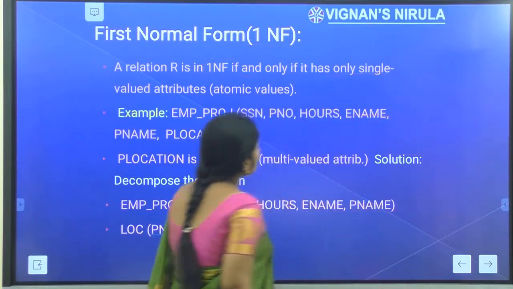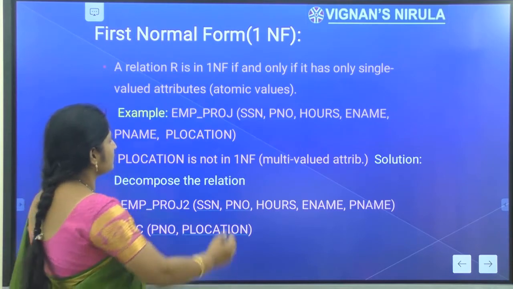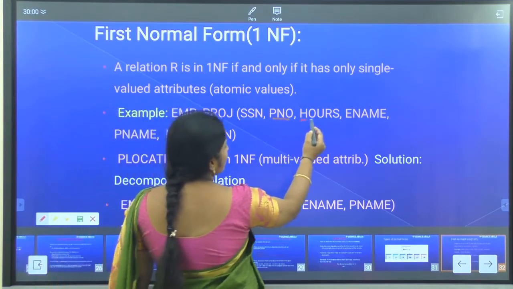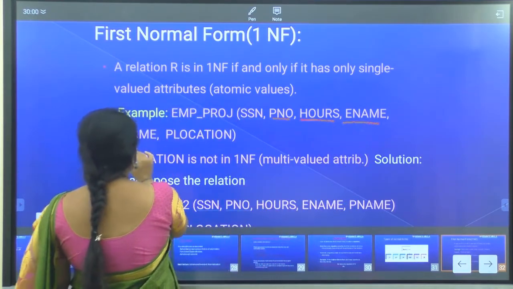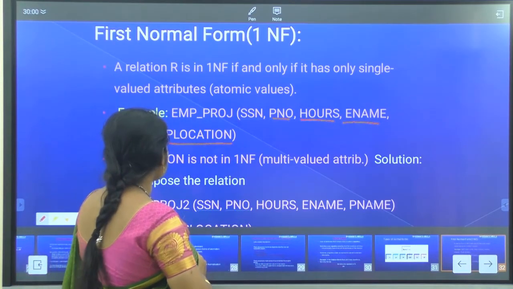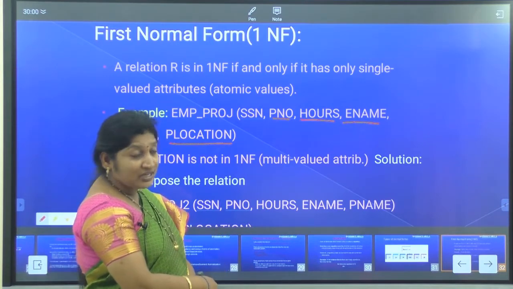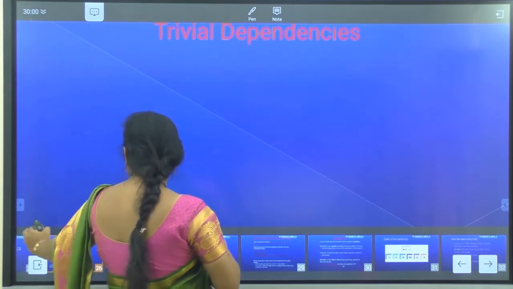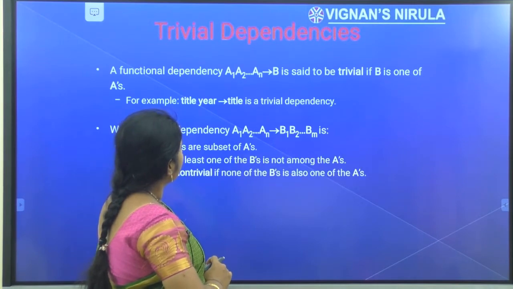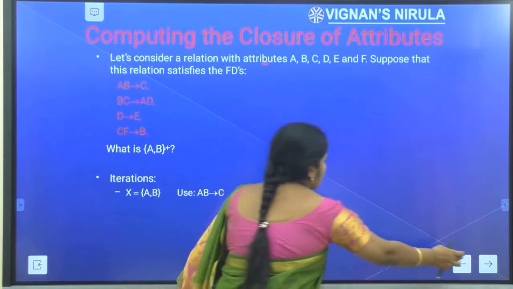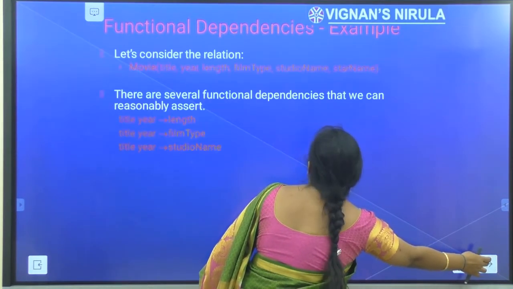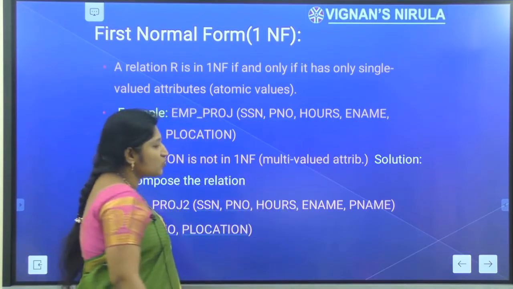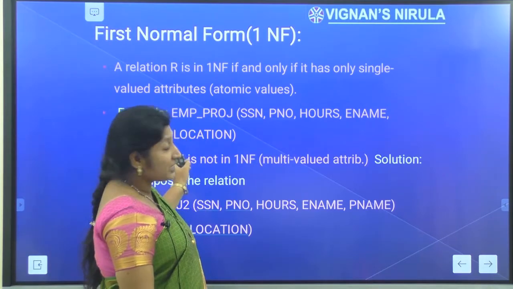So for example, I have an employee-project relation consisting of the attributes: social security number of the employee, project number in which he is working, number of hours he is spending on that project, employee name, project name, and the location of the project.